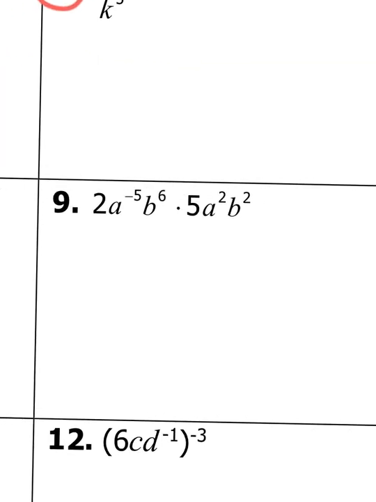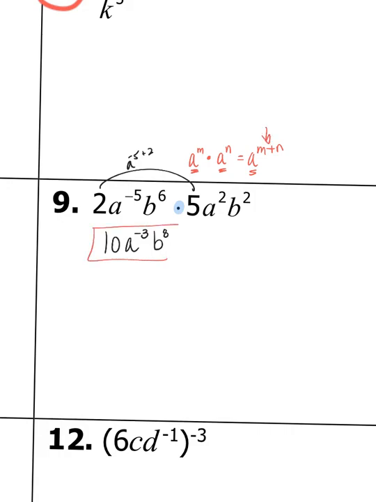Moving on to number 9. Just multiplication again, no exponents on the outside. So 2 times 5, that's 10. That's a to the -5 plus 2, so a to the -3, and b to the 8th. Remember that the product rule is a to the m times a to the n is a to the m plus n. That's when we add. When we're multiplying bases, we keep the base and add the exponents.